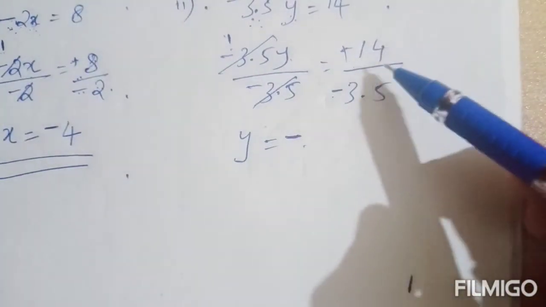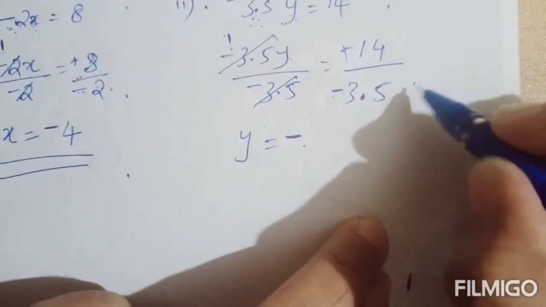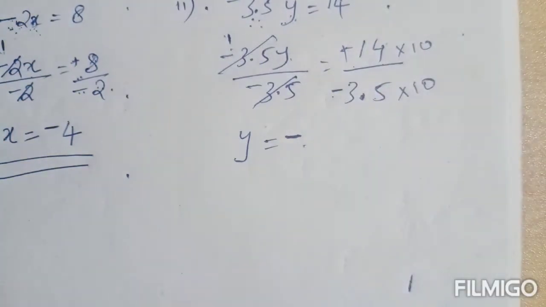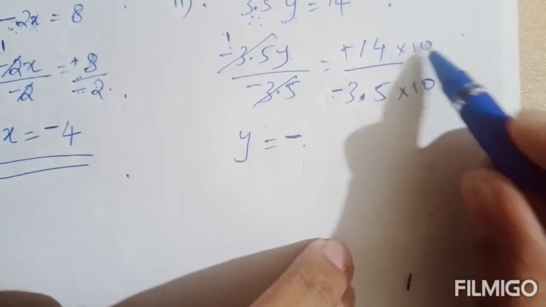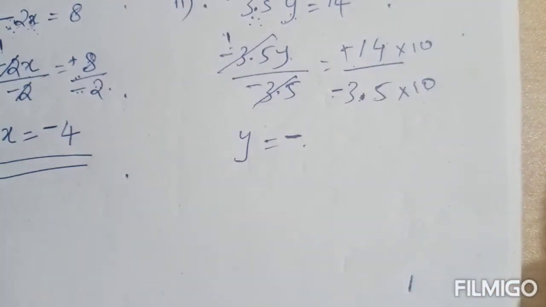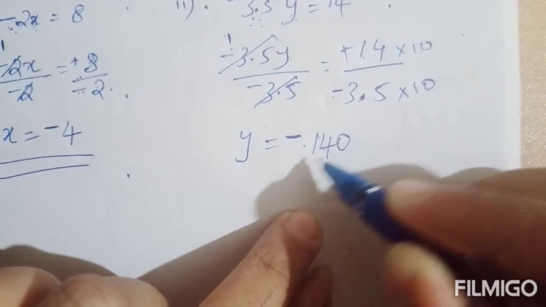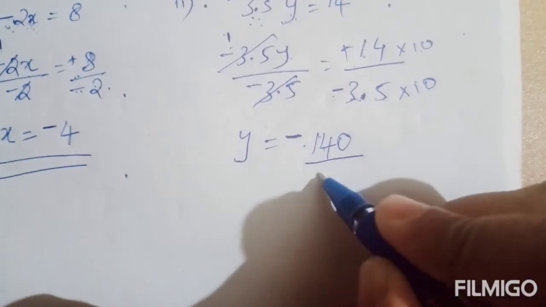Now 14 divided by 3.5. How can we remove this decimal? Just multiply both numerator and denominator by 10. Okay, after decimal point, one digit is coming. So multiply both numerator and denominator by 10. 14 into 10, 140 by 3.5 into 10, it is 35.